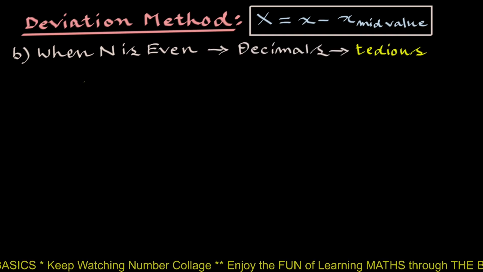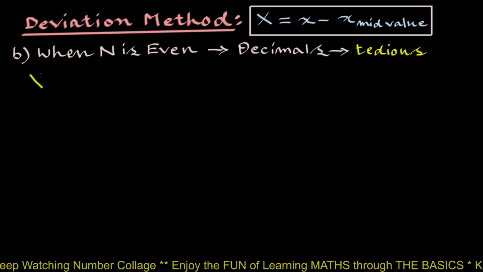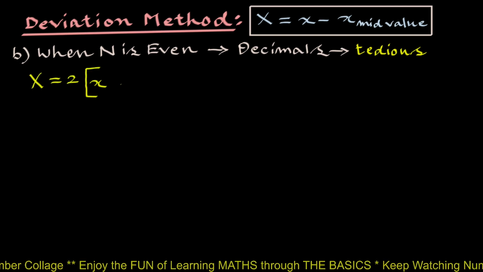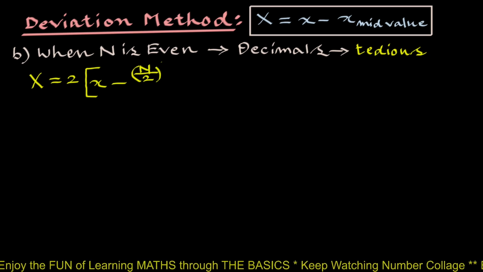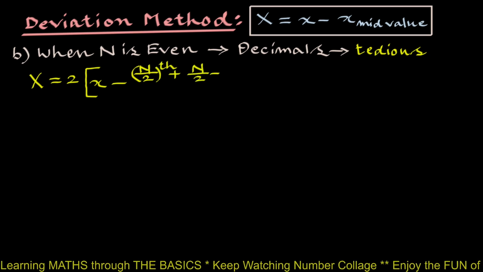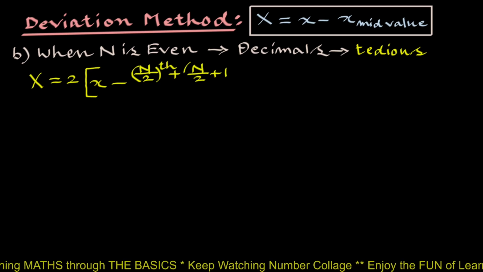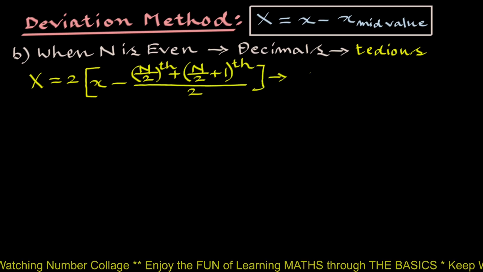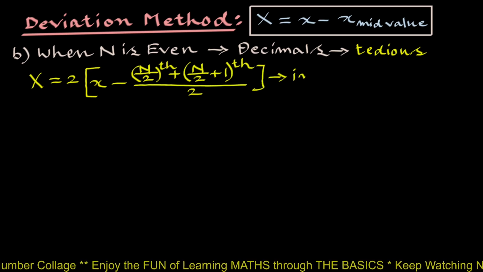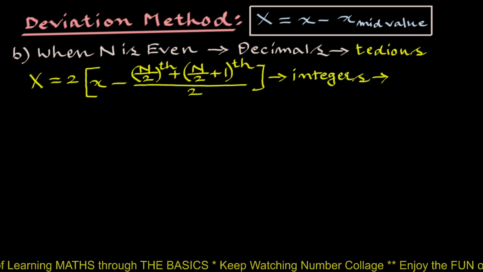But in the second case, when n is even, the deviations capital X are decimals and calculations become tedious. To make them simple, we will calculate capital X as 2 times x minus the average of the n upon 2th observation and the n upon 2 plus 1th observation. That will give values of X as integers and calculation becomes easier.